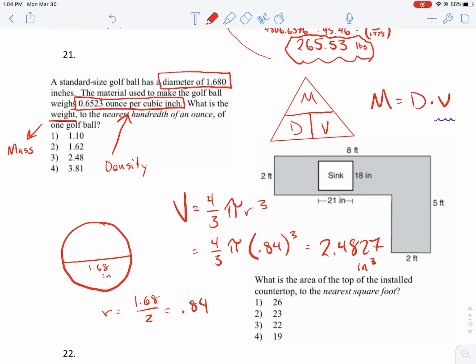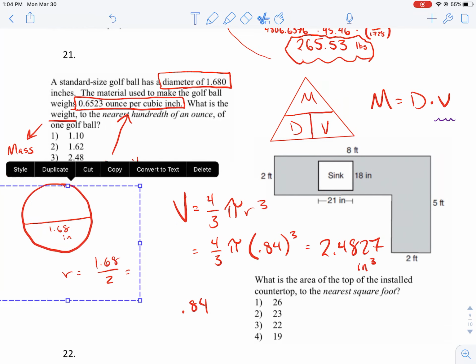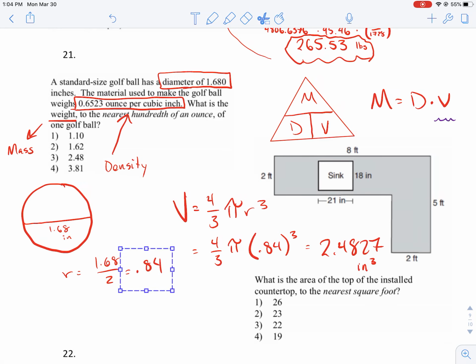So you should get 2.4827, and this is our volume, so this is inches cubed. Now if you look over to the left, you'll see they have 2.48 there. All right, don't fall for that, okay? They want you to just immediately say, hey, we found the volume, we're done, okay? This isn't one of those types of problems, okay?